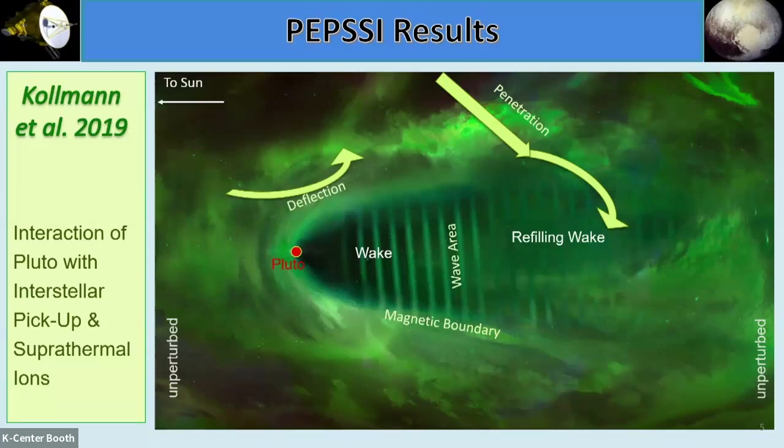And this has sort of become the cartoon of what we think is this interaction of the background interstellar pickup ions, the superthermal ions that Ralph was talking about, interacting with this region, with the atmosphere, and the plasma perturbations that are really caused at lower energies by the deflection of the solar wind and the ionized material near Pluto.